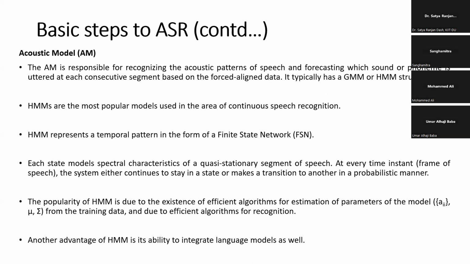So the first is the acoustic model. The main responsibility of the acoustic model is to recognize the acoustic patterns of speech and then forecast or predict which sound or phoneme is uttered. Basically, a GMM or an HMM is used to model the acoustic model. HMMs are most popularly used mainly because the hidden Markov model is capable of modeling and matching sequences that have inherent variability in length as well as variability in acoustic characteristics. So this is the most preferred model, the HMMs.